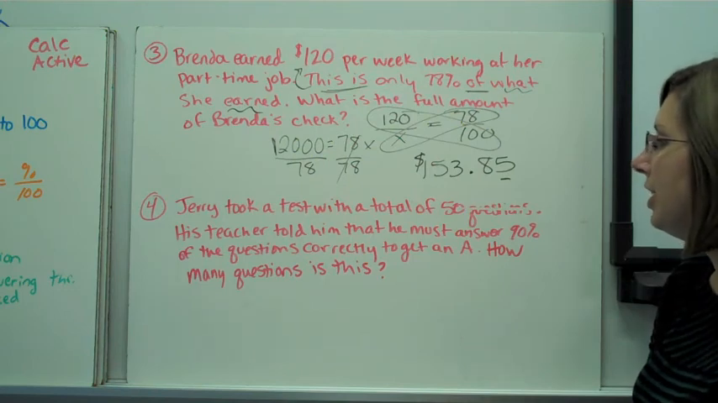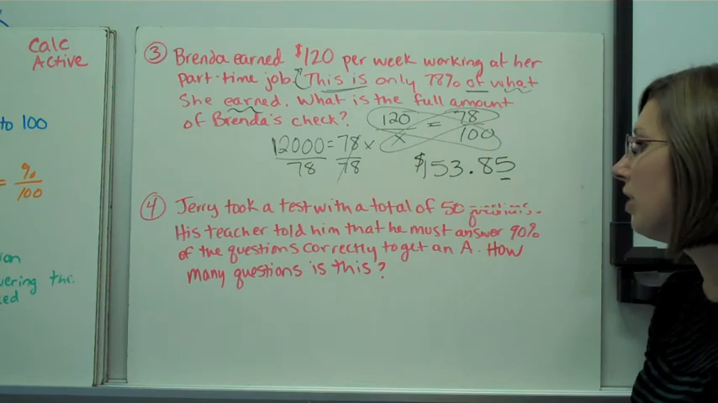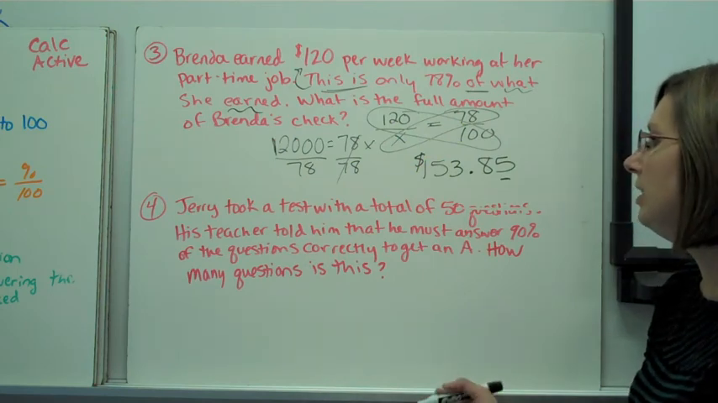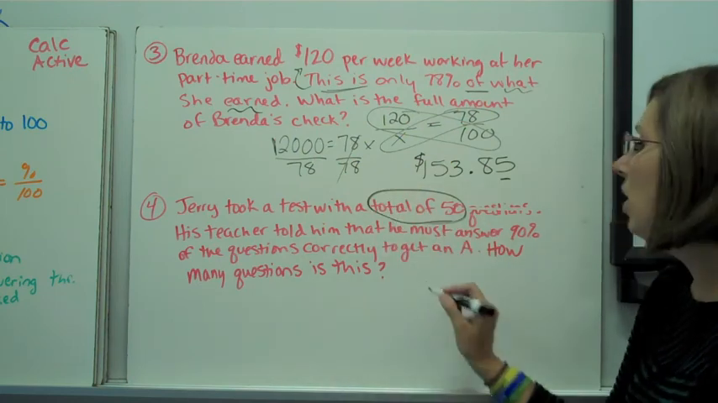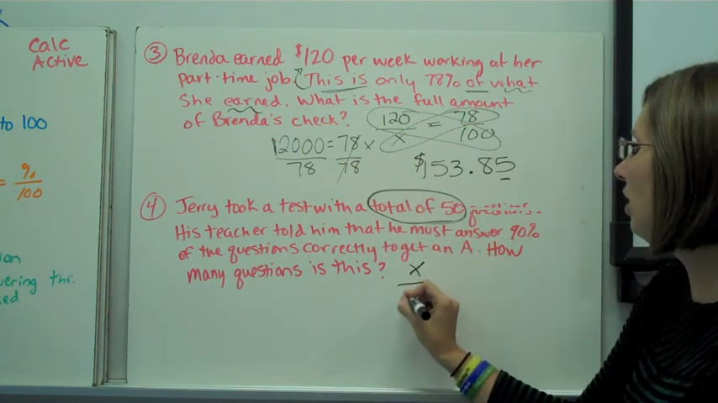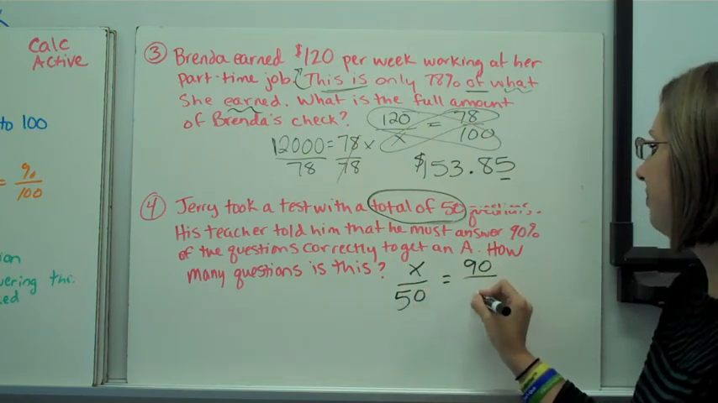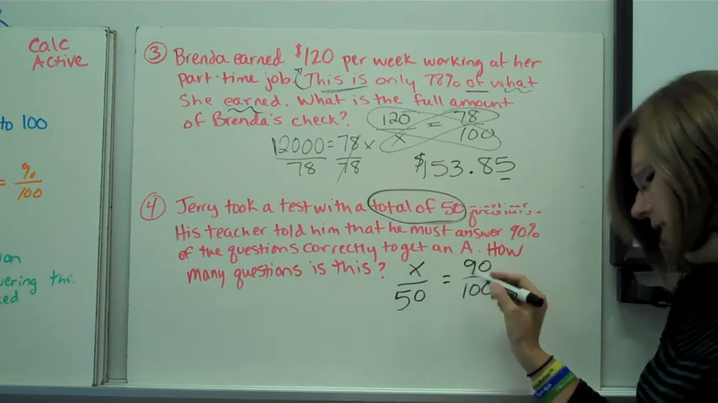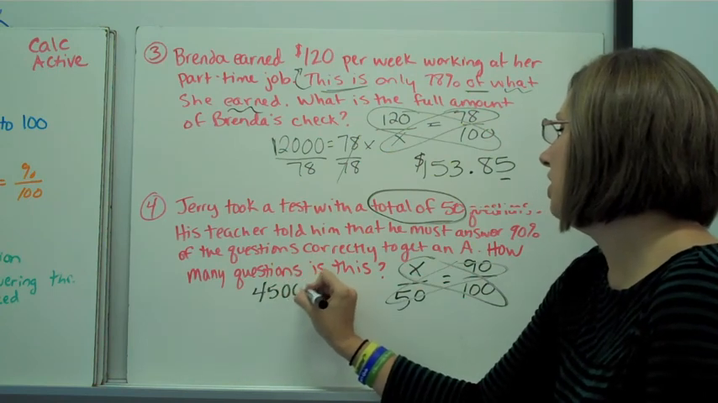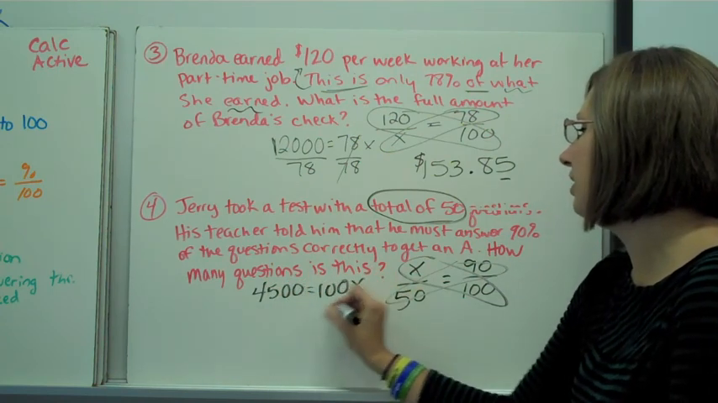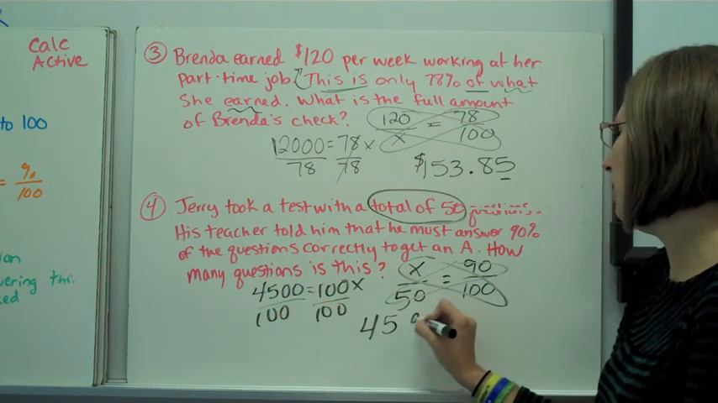Number 4, Jerry took a test with a total of 50 questions. His teacher told him that he must answer 90% of the questions correctly to get an A. How many questions is this? So there's a total of 50 questions. That's your whole. We want to know what part of the whole thing will give him a 90. Cross multiply. 4,500 equals 100x. Divide both sides by 100. He needs to answer 45 questions correctly.